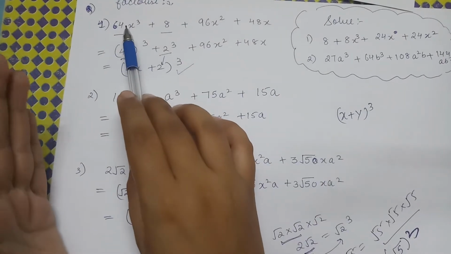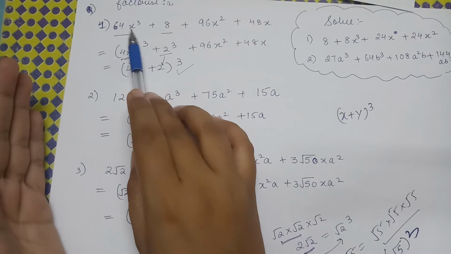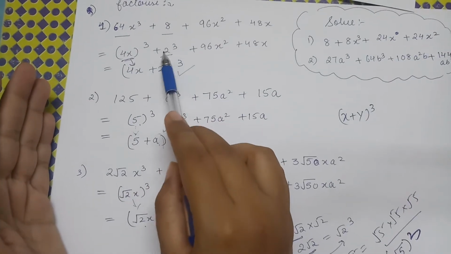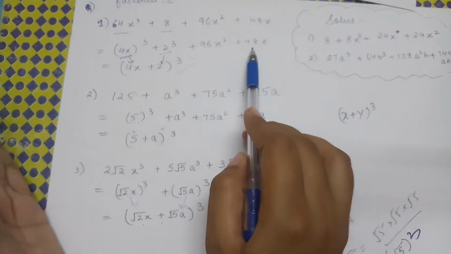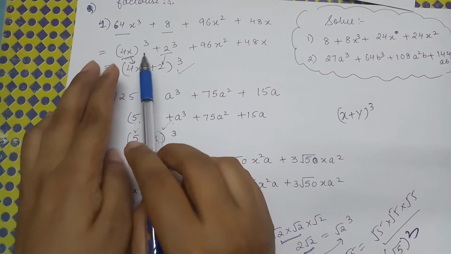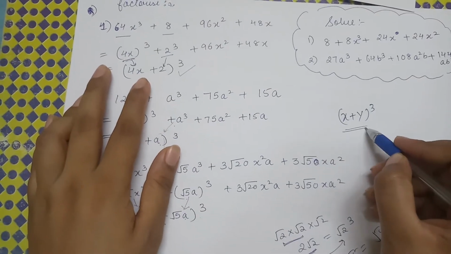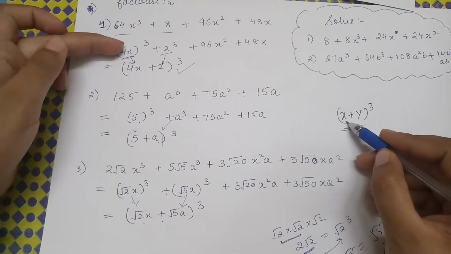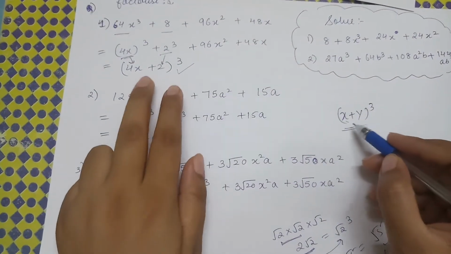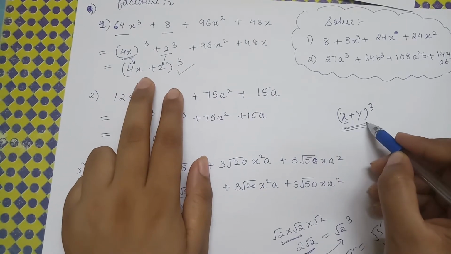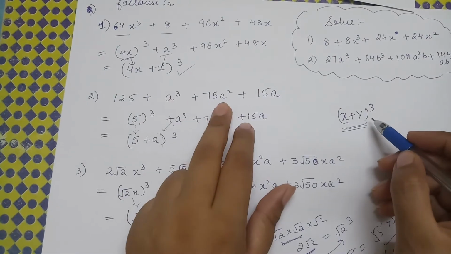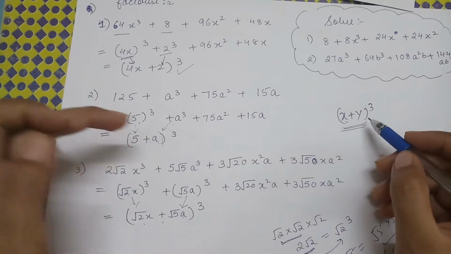Those two terms are the cube terms. Like 64x cube is 4x whole cube and 8 is 2 cube. Leave all the other terms. Focus on these two terms. So we have to make this (x + y) cube. In place of x we have 4x and in place of y we have 2. If all signs are positive, this is the formula of (x + y) whole cube. Clear?